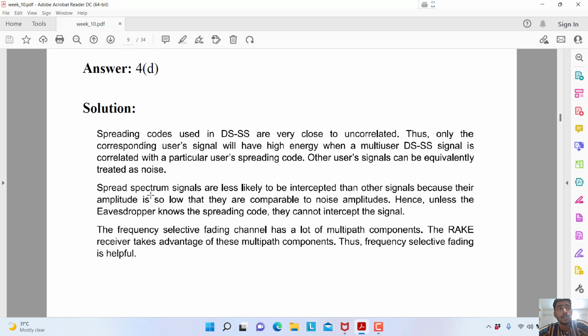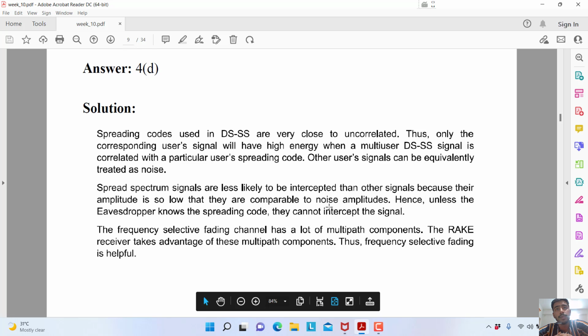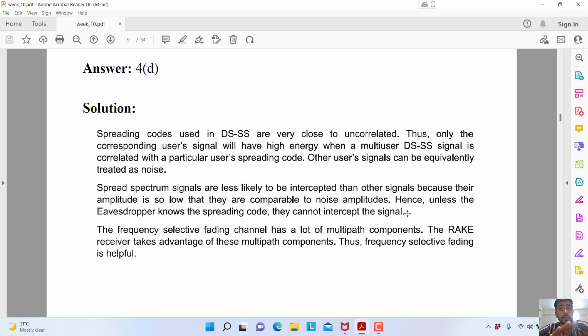Next, spread spectrum signals are less likely to be intercepted than other signals because their amplitude is so low that they are comparable to noise amplitude. Hence, unless the interceptor knows the spreading codes, they cannot intercept the signals. This is the major advantage of spread spectrum techniques.